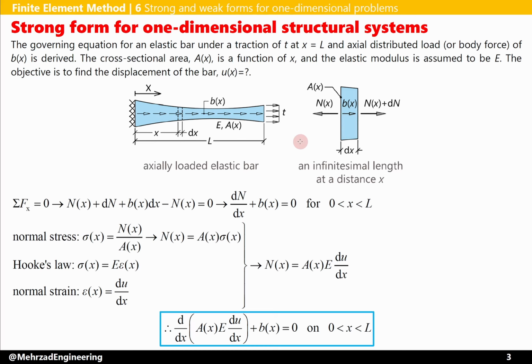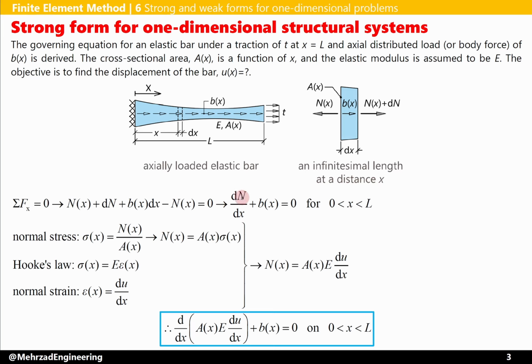A(x). Now we can write the equilibrium equation in the x direction, that will be N(x) plus dN plus b(x) times dx minus N(x), because it is in the opposite direction, all equal to 0. Now we can eliminate N and minus N and then divide the rest by dx, and now we have this ordinary differential equation based on internal force.